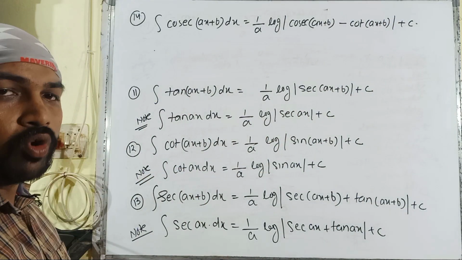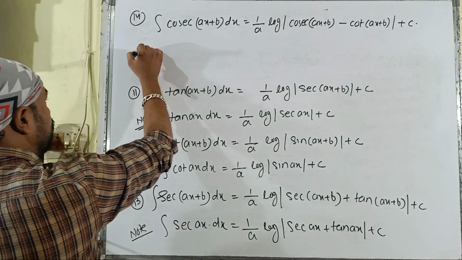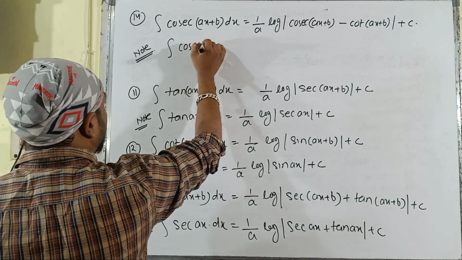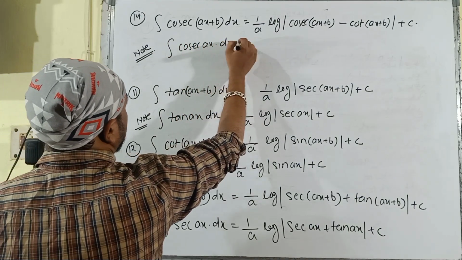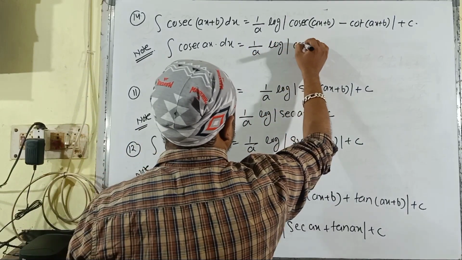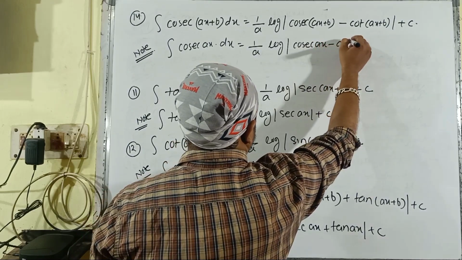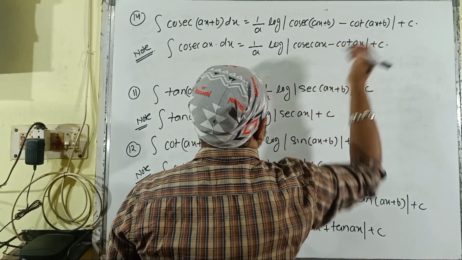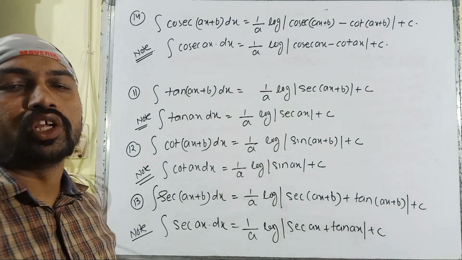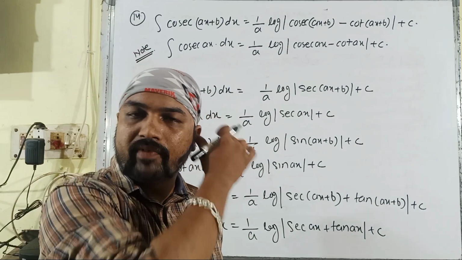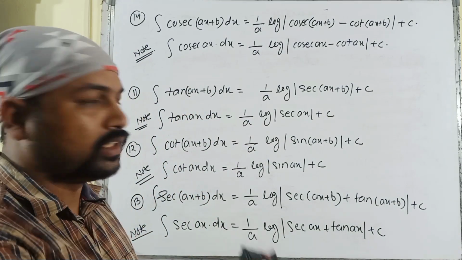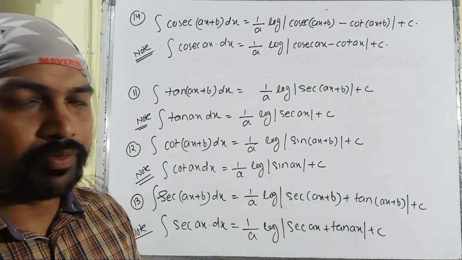Similarly, one note can be derived from this theorem, and this will be integral of cosec ax dx, and it will be 1 upon a log modulus of cosec ax minus cot ax plus any constant c, and that is the complete formula section for part 3 of the integration by substitution method. Then let us solve some examples based upon this, and then we can complete our video session for today.